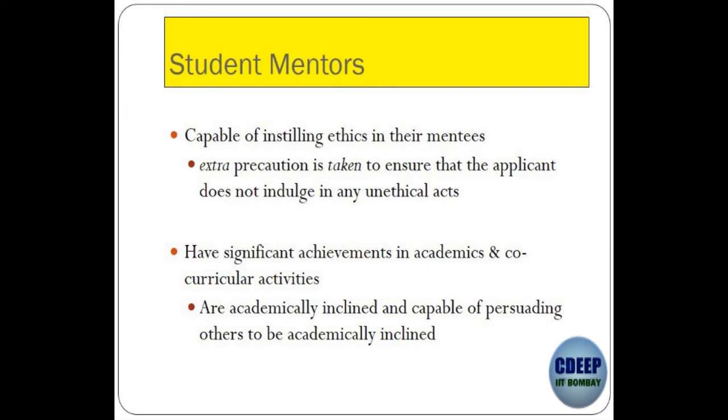I am saying that they should have significant achievements in academics, but they are not necessarily the people with a very high CGPA. In fact, a student who has actually failed a couple of courses and then realized what he is getting into and then his fortunes have turned around, he may actually turn out to be a good mentor because he is able to caution others not to get into the same trouble. So when we are talking about having significant achievement in academics and co-curricular activities, we are saying that he should be somebody who is academically inclined and who is also able to inspire others to be academically inclined.